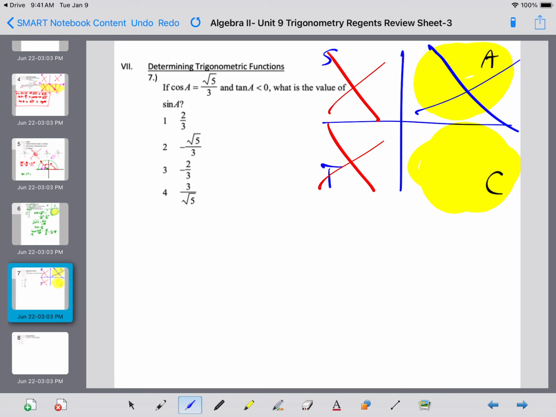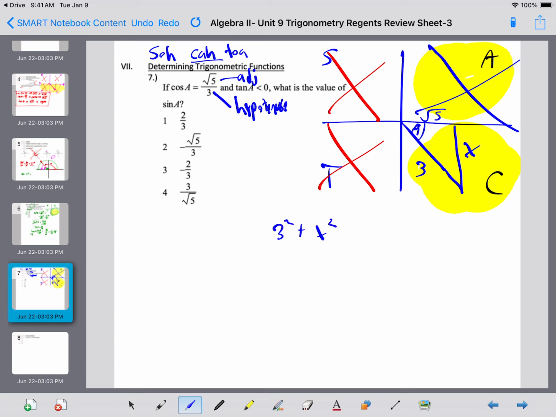Now we could draw out our right triangle. And in SOHCAHTOA, for cosine, this will be our adjacent, this will be our hypotenuse. So your hypotenuse is 3, and your adjacent is radical 5. For sine, it's opposite over hypotenuse. So we're going to have to solve for that missing side.